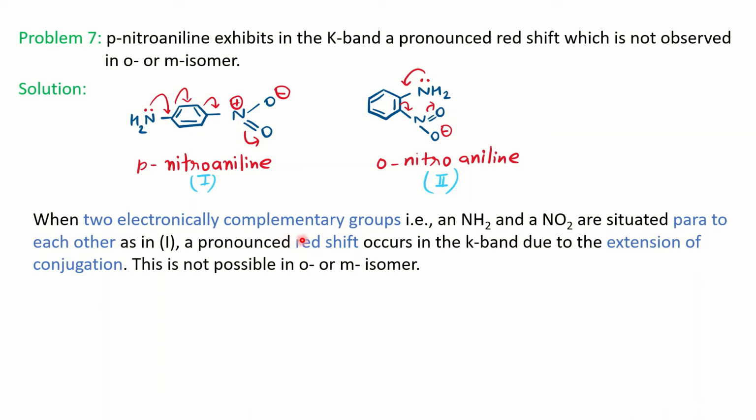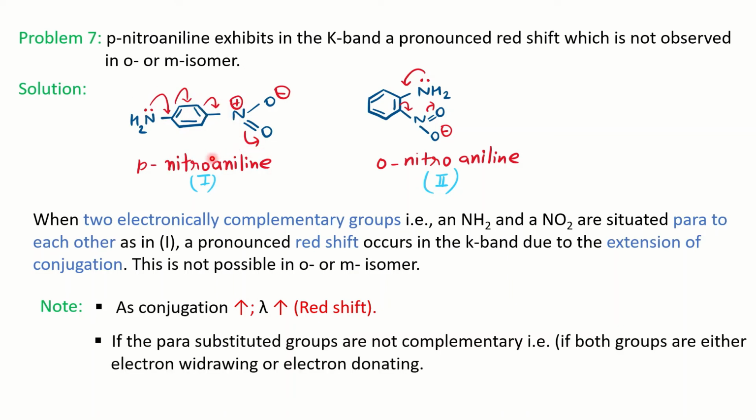So you can notice, if two electronically complementary groups are present, one electron donating and the other electron withdrawing, then it shows a pronounced red shift because of the extension of conjugation. This is not possible for the ortho and meta isomers of nitroaniline. One reason is steric crowding, due to which it loses planarity, so the extension of conjugation is lost. Therefore the wavelength will be less here. Same explanation: conjugation increases, wavelength increases, and so it shows the bathochromic or red shift.